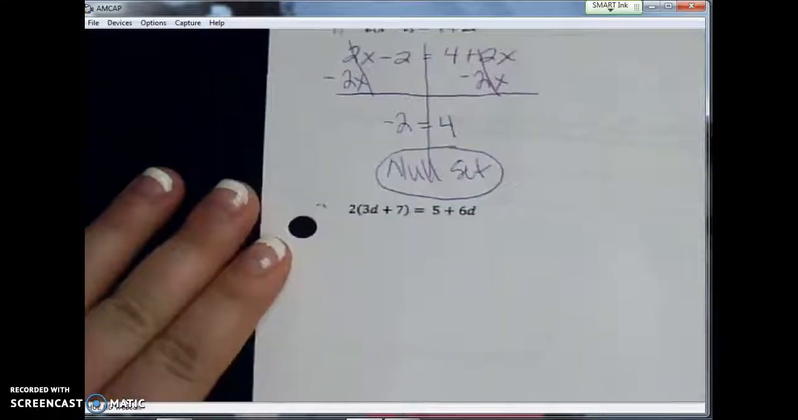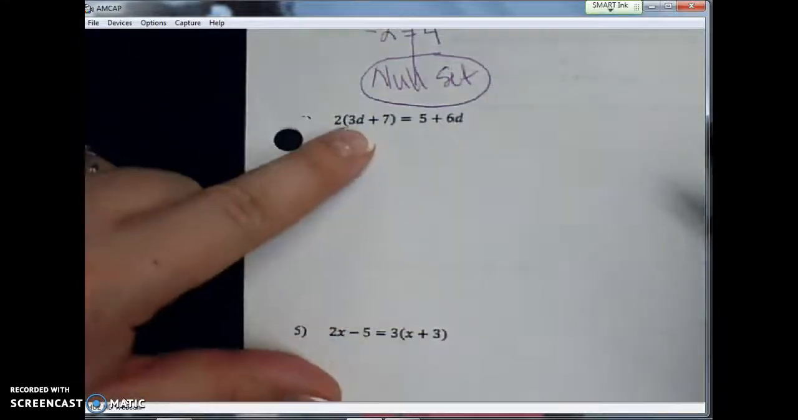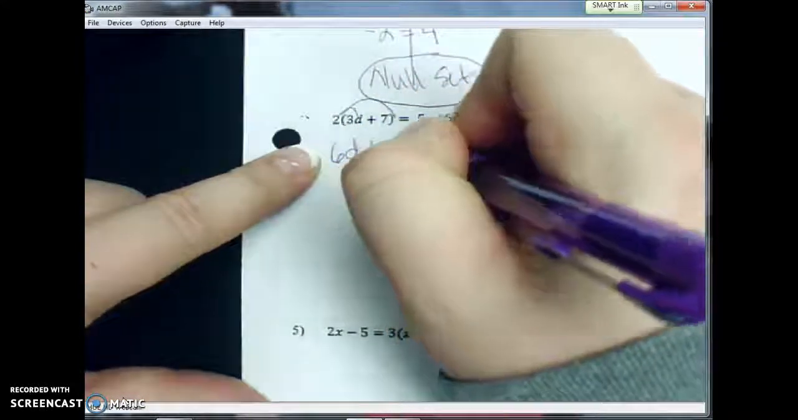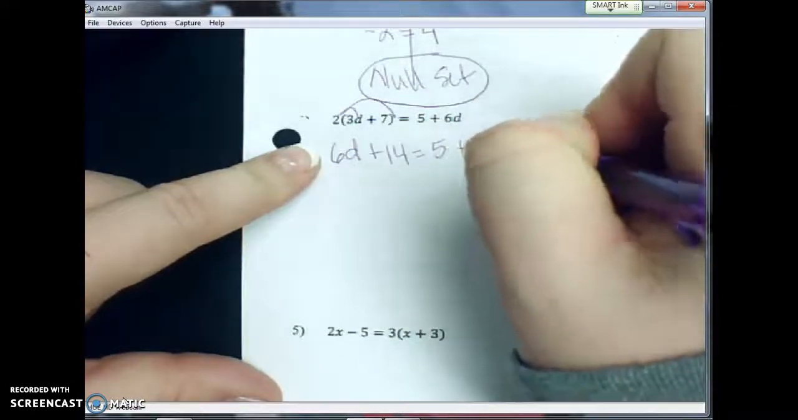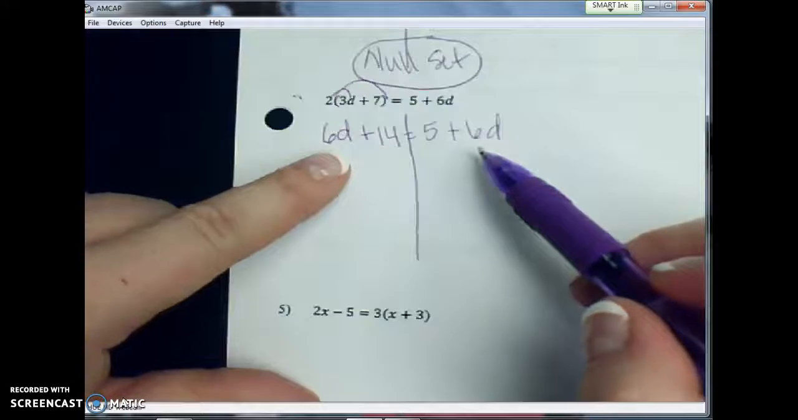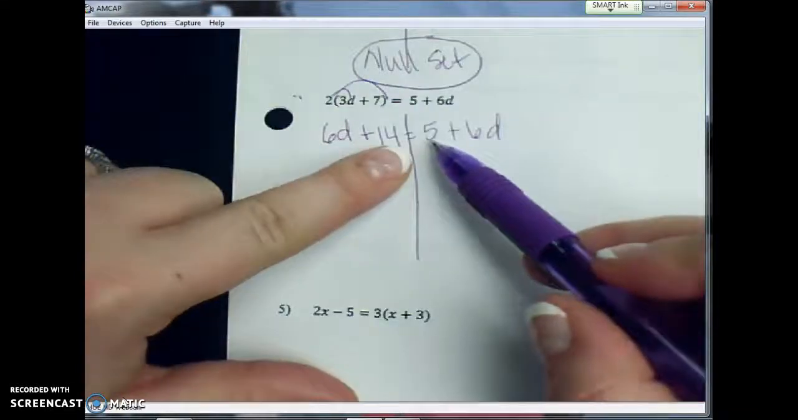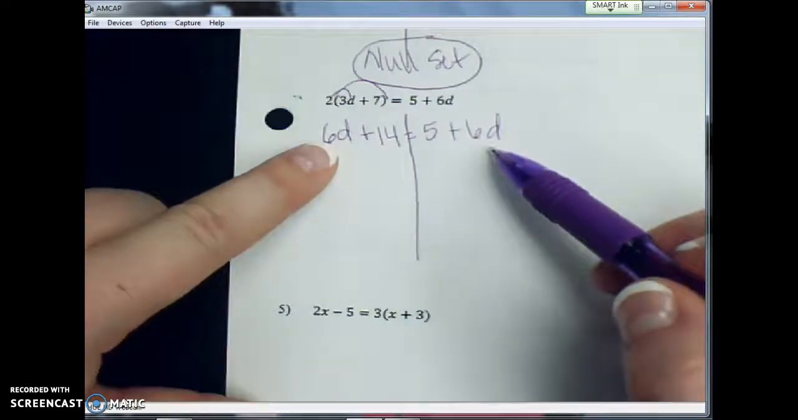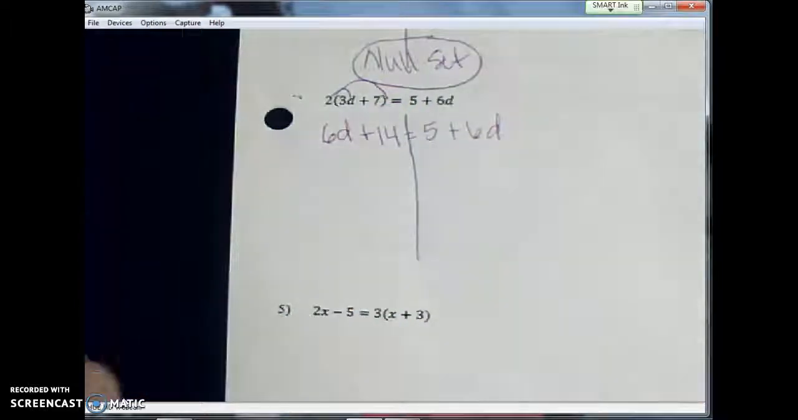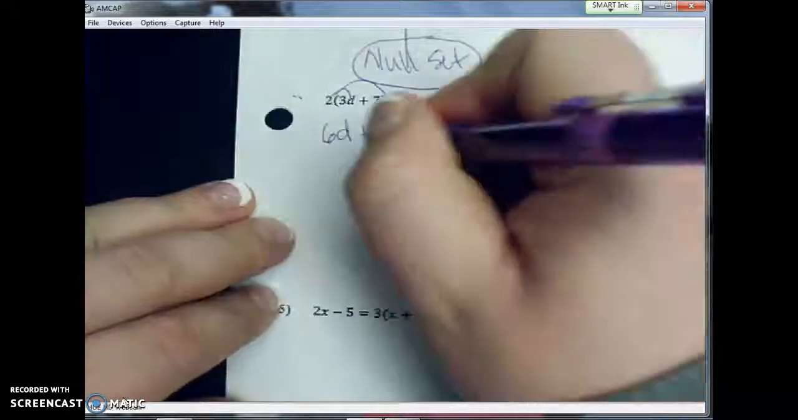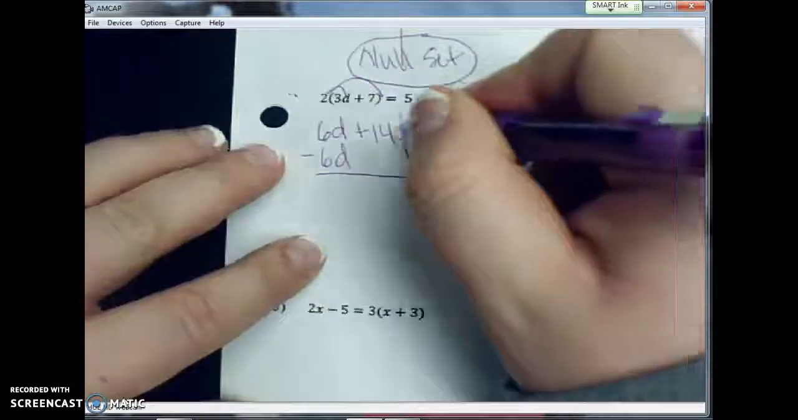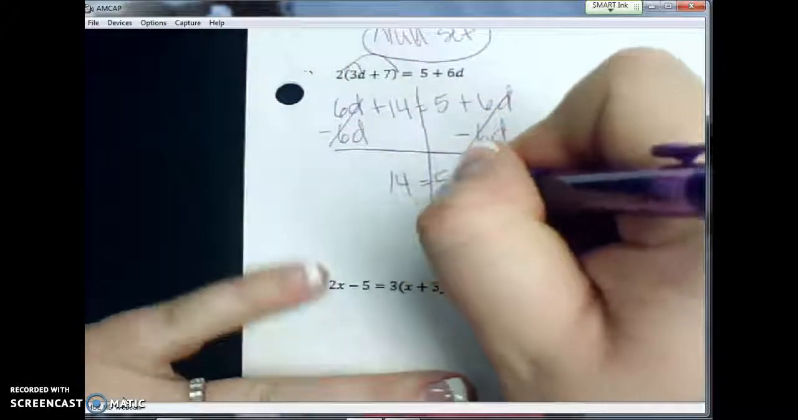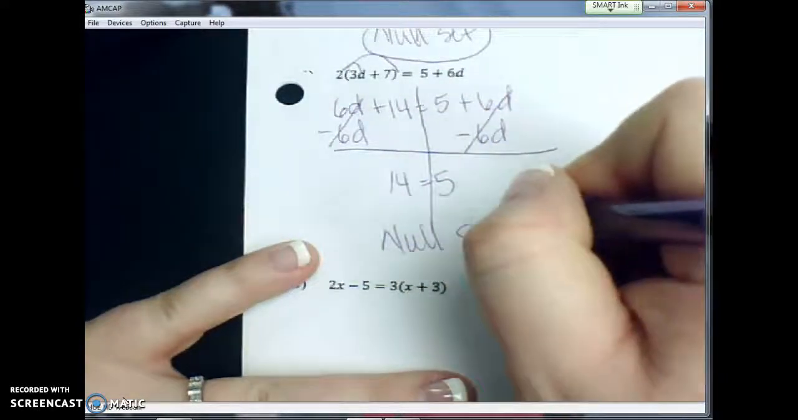So let's go ahead and take a look at number 3. I'm going to apply my distributive property. So I'm going to get 6d plus 14 equals 5 plus 6d. If I look at this equation right here, same variables, different constants, I should already know what my answer is going to be. That means it's going to be a null set, but I need to prove that. So when I subtract 6d from both sides, they cancel out, and I'm left with 14 equals 5. So that would be a null set.